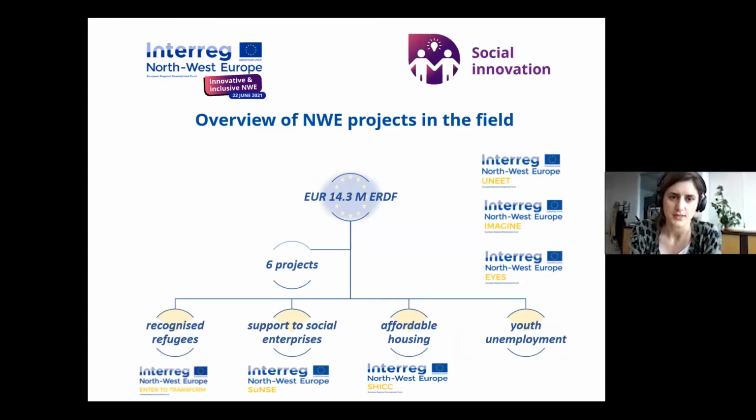And these 6 projects are tackling different topics. First one is related to recognized refugees. Then we have support to social enterprises, affordable housing, and youth unemployment. If we go deeper into the division of the budget amongst these 4 thematics, we can say that 1.2 million are dedicated to recognized refugees, 2.5 million are dedicated to support social enterprises, 2.2 are related to affordable housing, and the biggest part of this budget is dedicated to youth unemployment.